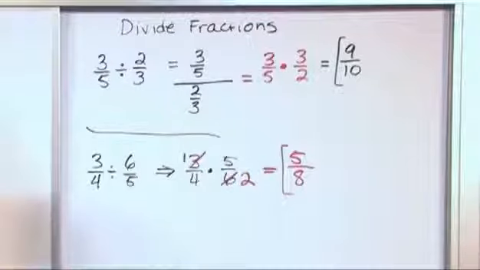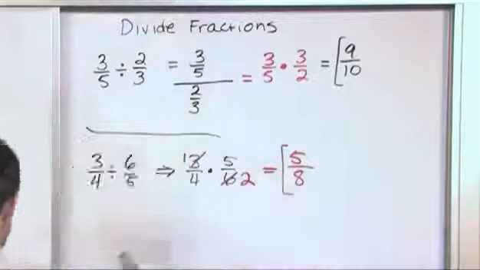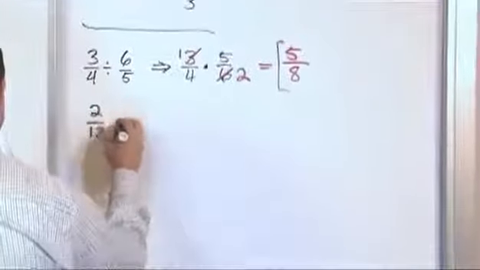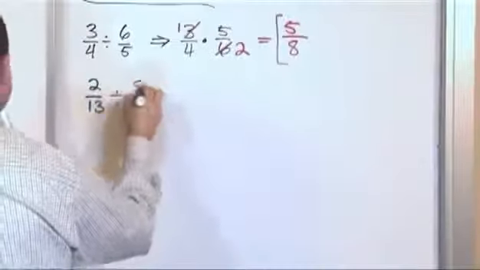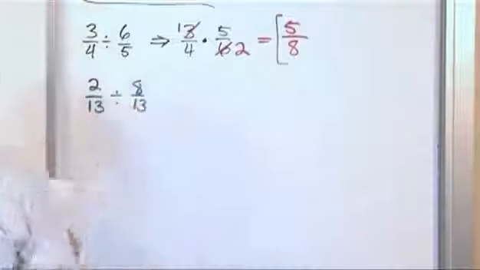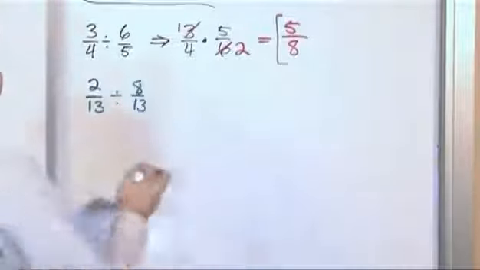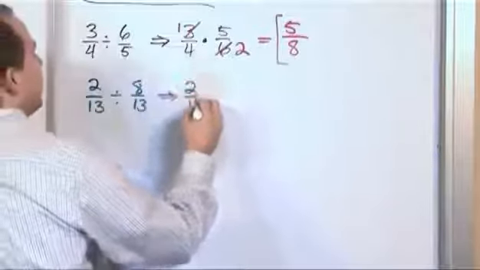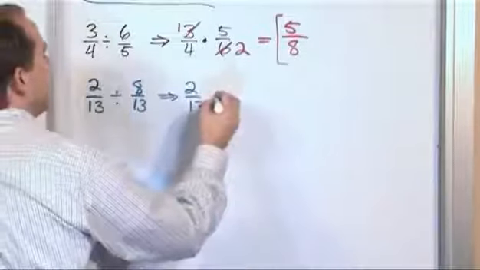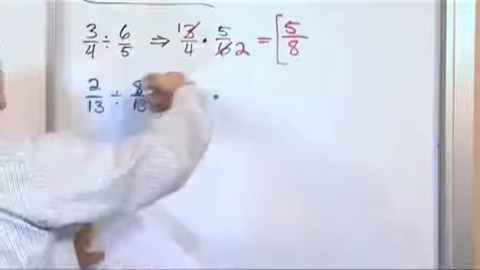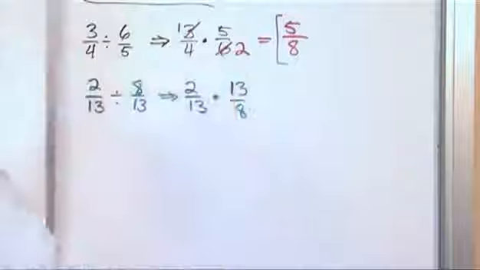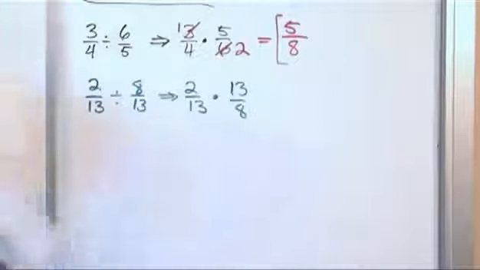Okay. Next problem, change colors a little bit here. Let's say I have 2/13 divided by 8/13. Okay, so let's change it into our multiplication. First fraction stays the same, 2/13. Change this to a multiplication symbol. Take the second fraction, flip it over. 13/8. And then I should immediately start looking to see if I can pre-simplify.